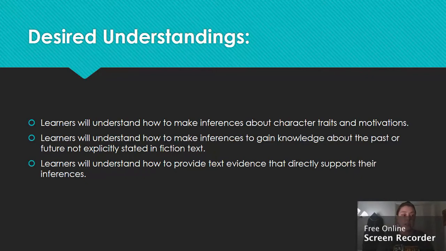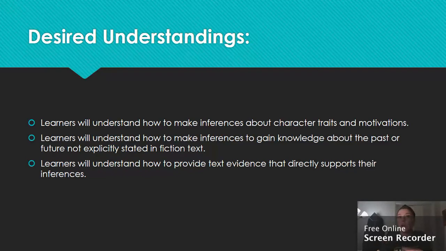Desired understandings. Learners will understand how to make inferences about character traits and motivations. Learners will understand how to make inferences to gain knowledge about the past or future, not explicitly stated in fiction text. We're working really small right now. I'd like to get bigger as we move on, but my students are really struggling, so that's where we're going to start. Learners will understand how to provide text evidence that directly supports their inferences.